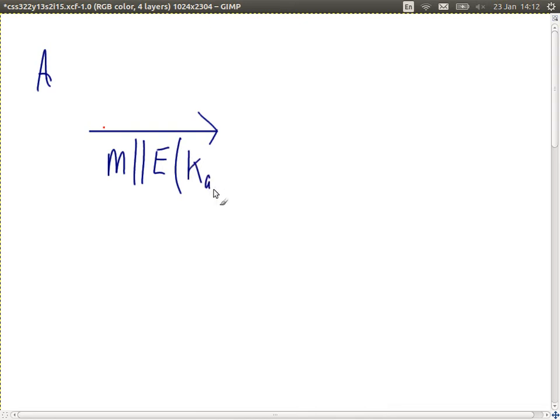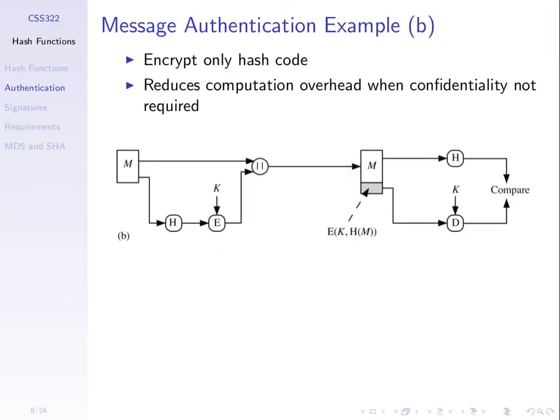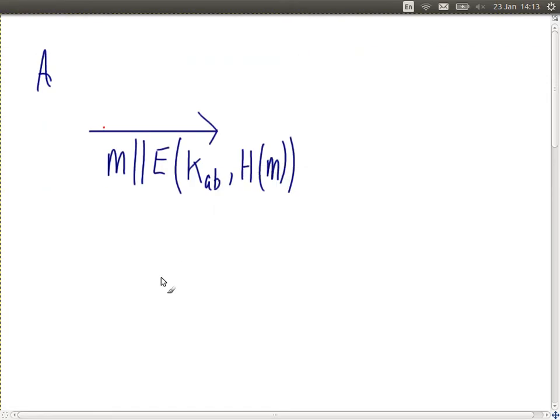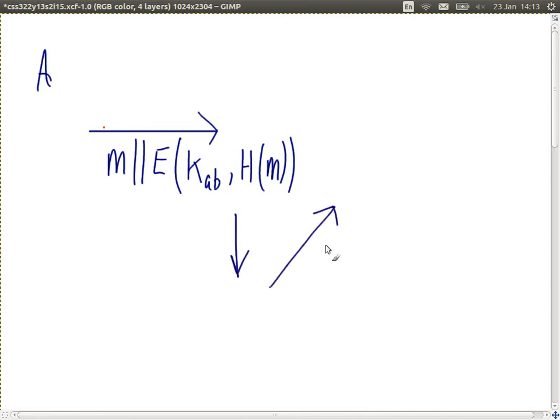And I'll write KAB, the key shared between A and B. A sends this to B. And I've just written it in a form that's the message, M, concatenated with encrypting H, the hash of M, with K. So really M concatenated with this. That's sent to B. The attacker intercepts, and then they send a modified message to B. And let's say they change the message to be M prime.